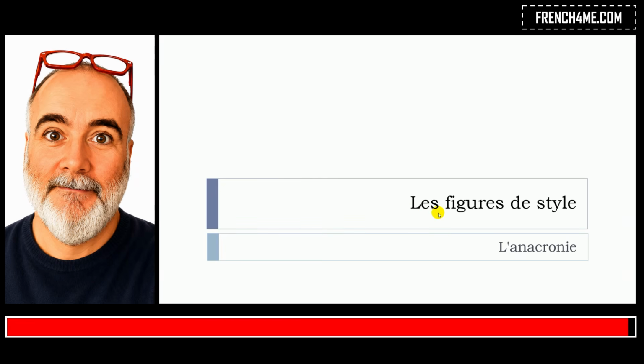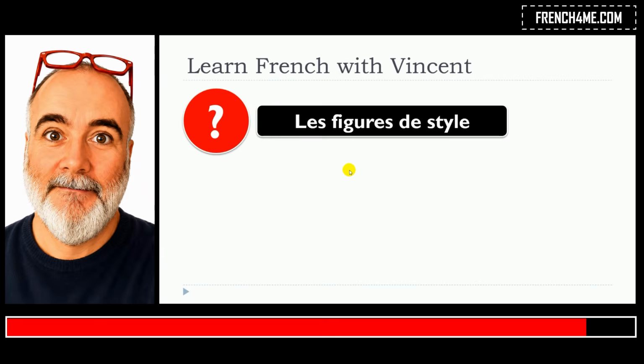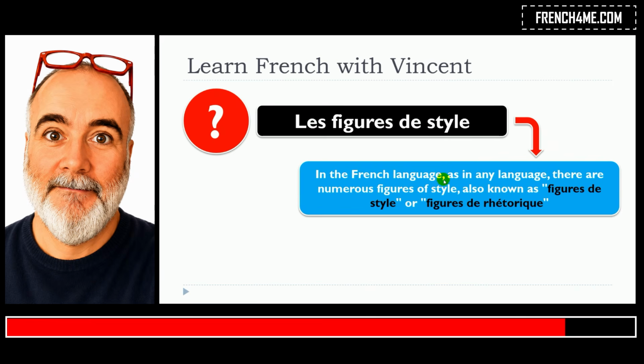In this lesson, we will see together les figures de style, but more precisely, we will see l'anachronie. So the first thing that we should define is les figures de style. What are we talking about? In the French language, as in any language, there are numerous figures of style, also known as figures de style or figures de rhétorique.